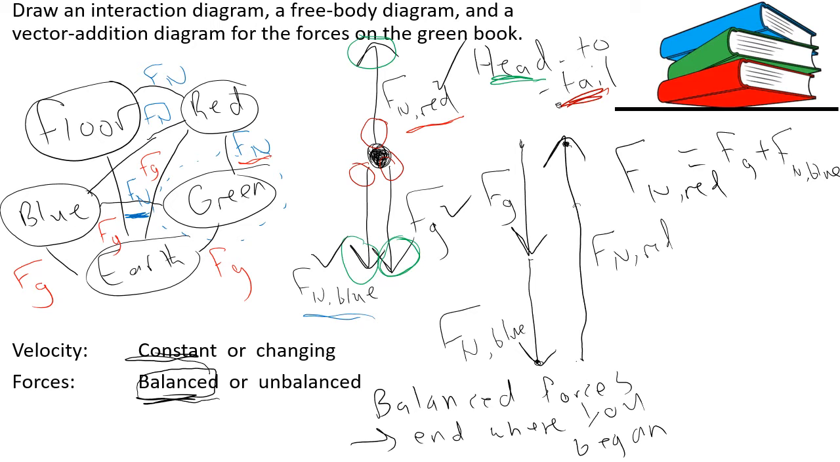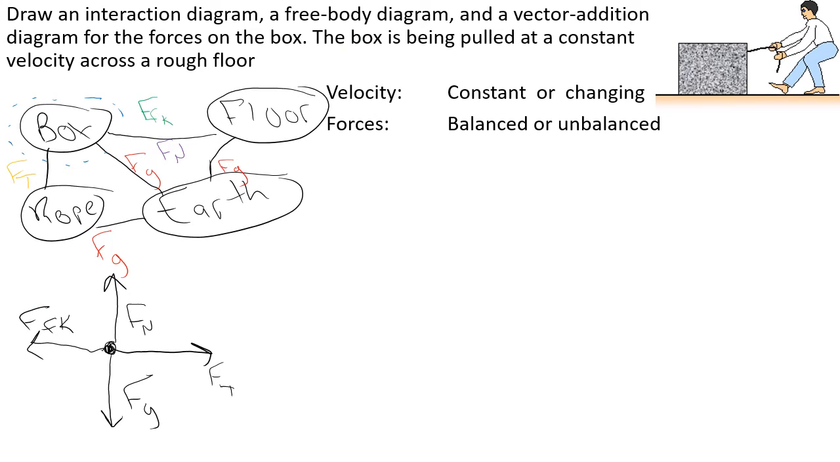Now let's do one other example where we don't have just up and down forces. So in this situation, we've got a box being pulled by a rope along a rough floor. Okay, the rough floor is going to be key there, and it's being pulled at a constant velocity. So we already know that the velocity is constant. The problem tells us that, and that means that the forces have to be balanced, and that is what Newton's first law says. Constant velocity means balanced forces.